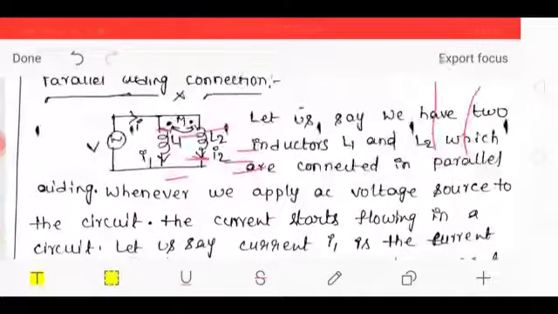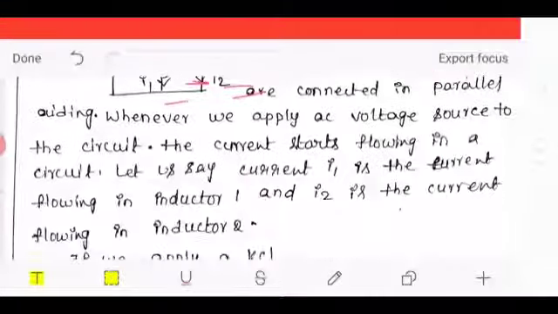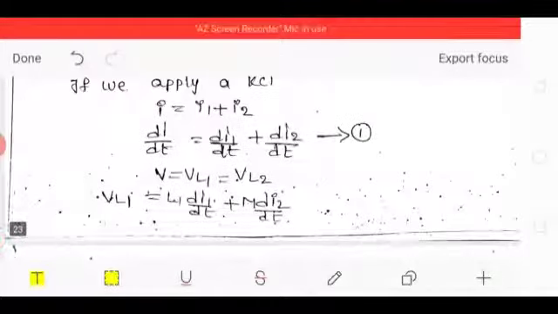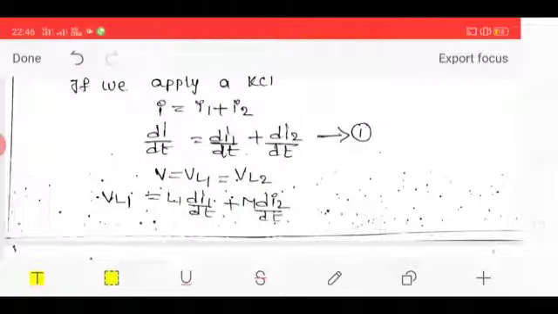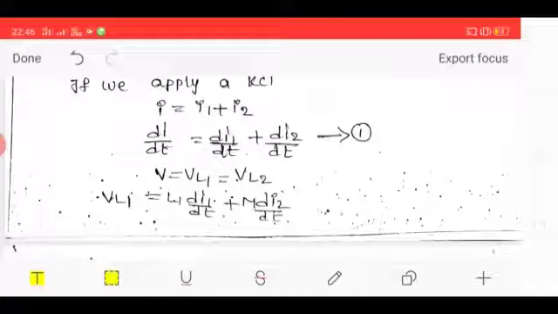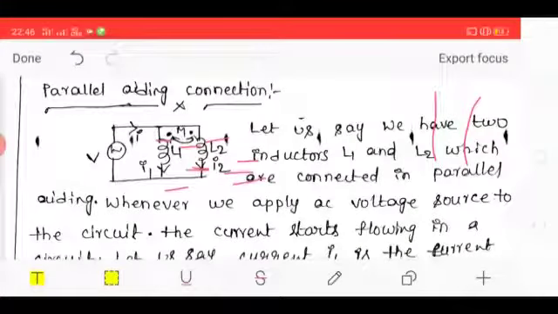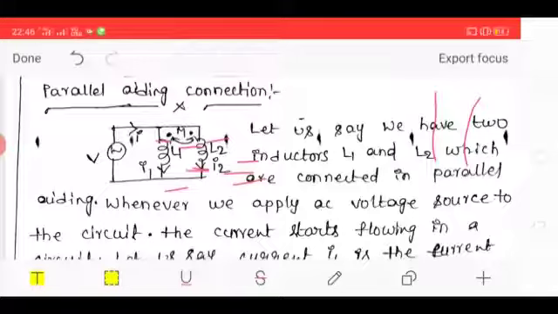Here two coils are connected in parallel connection, so the voltage applied across the two inductors is the same. Here applied voltage equals V. So finally the voltage equation is V equals VL1 equals VL2, and the current equation is I equals I1 plus I2. VL1 is the voltage across the first coil. Here the first coil self inductance value is L1, the second coil self inductance value is L2, and the mutual inductance equals M.